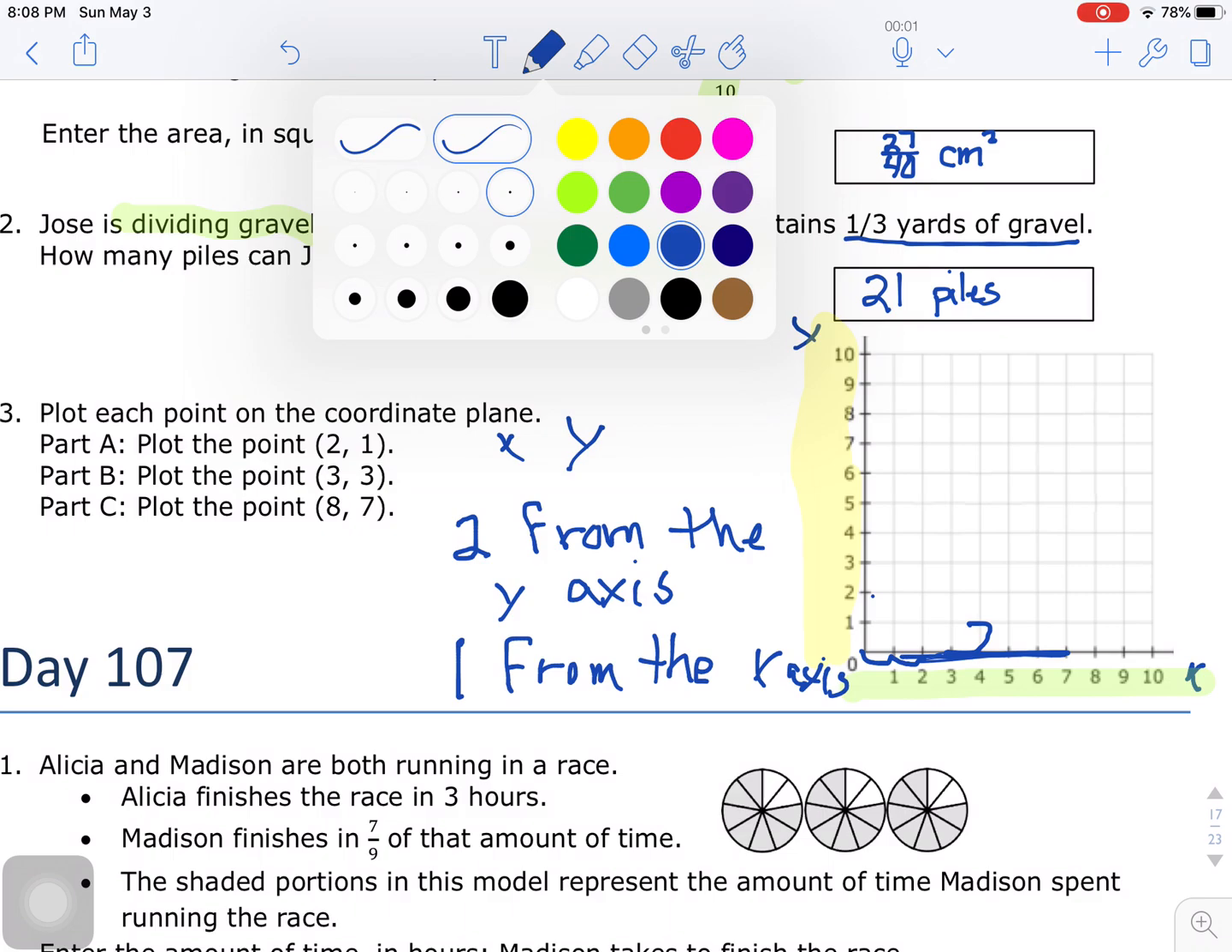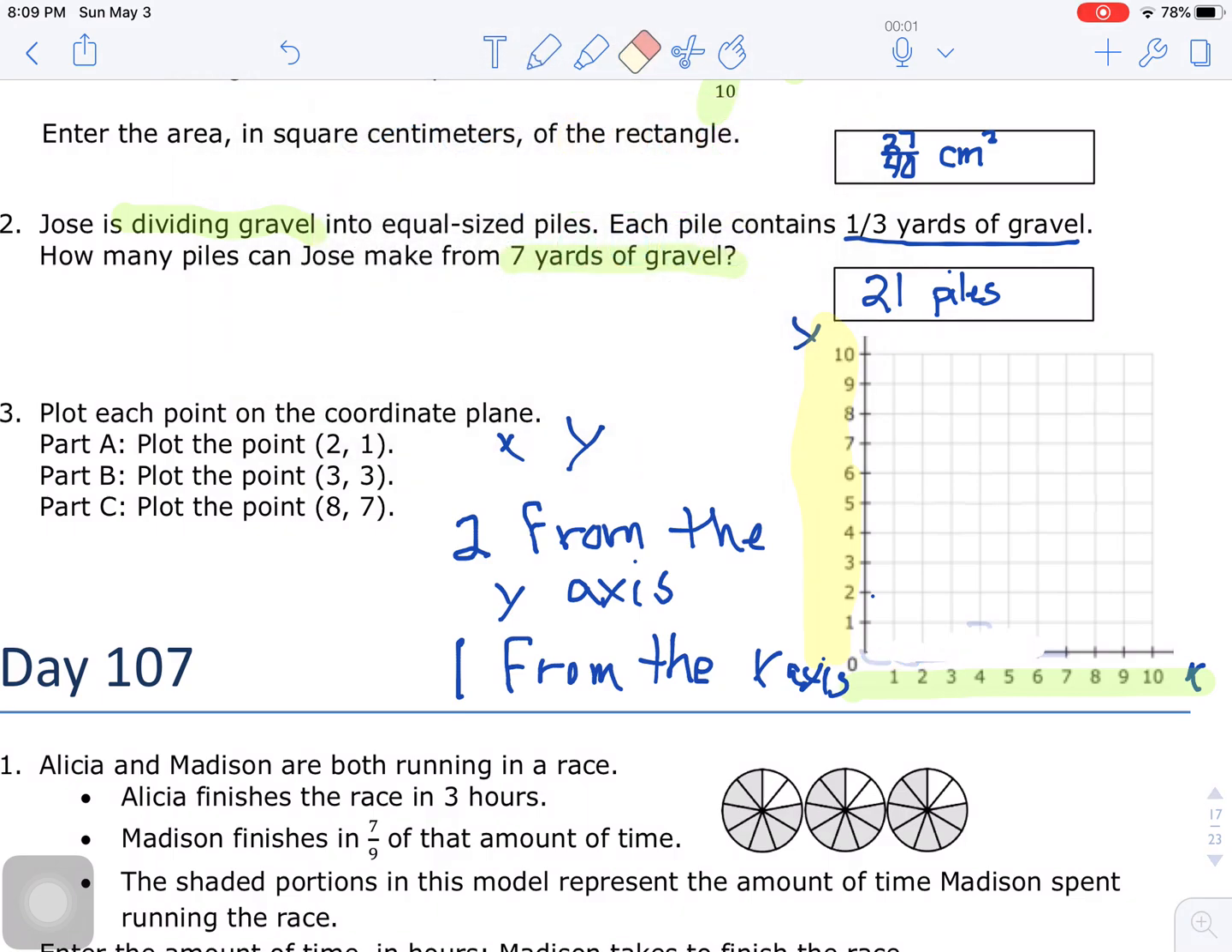So one way to think of this is, the x-coordinate is a number of spaces from the y-axis, and the y-coordinate is a number of spaces from the x-axis.